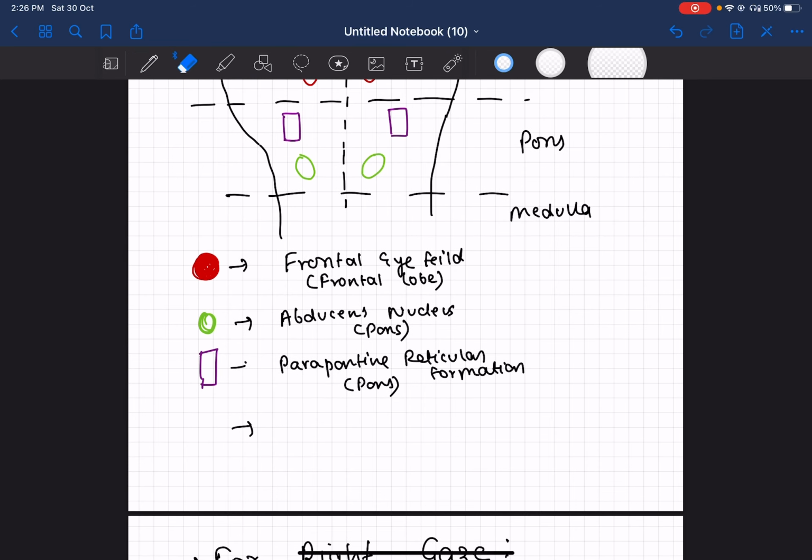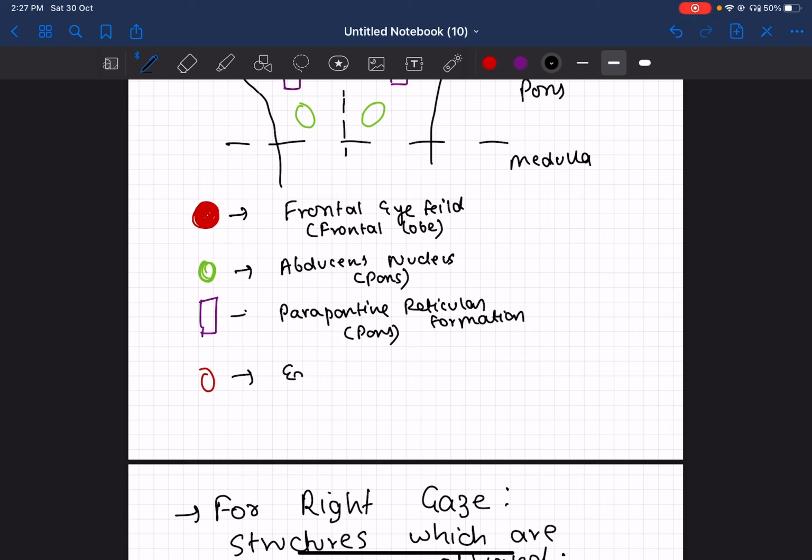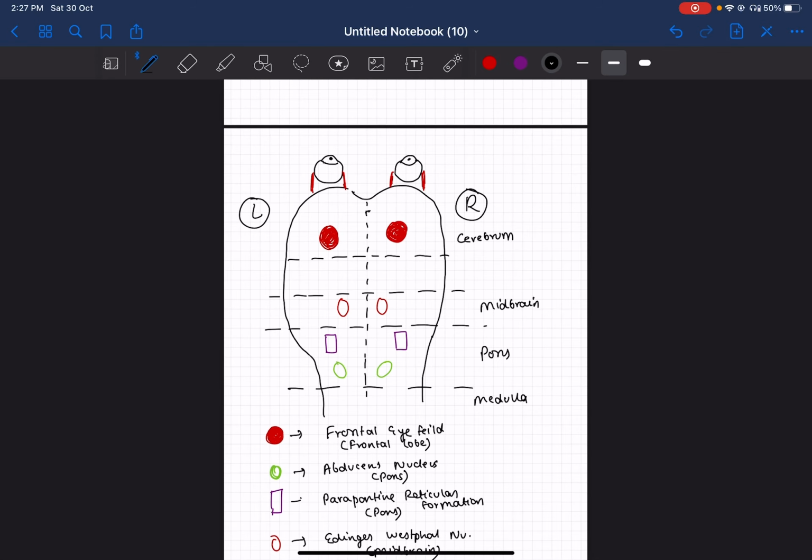And the red circle you can see here is the Edinger-Westphal nucleus, which is the nucleus for the third nerve, and it is present obviously in the midbrain. Now, to understand all the lesions or all the pathologies associated with this pathway, we need to understand how this pathway is activated and what structure is activated by which structure.